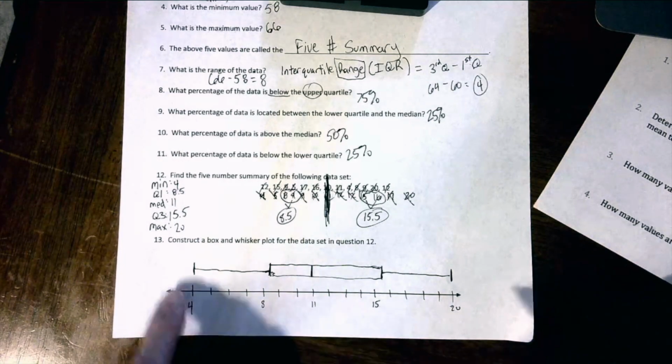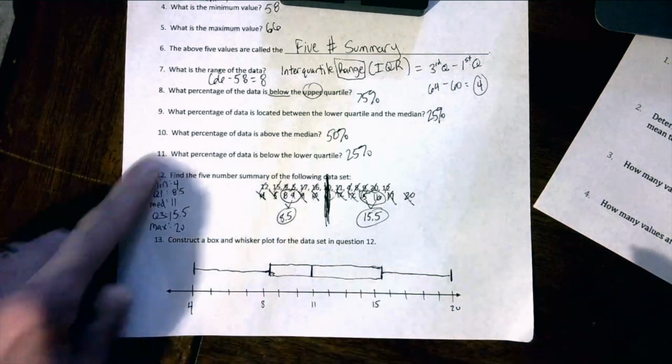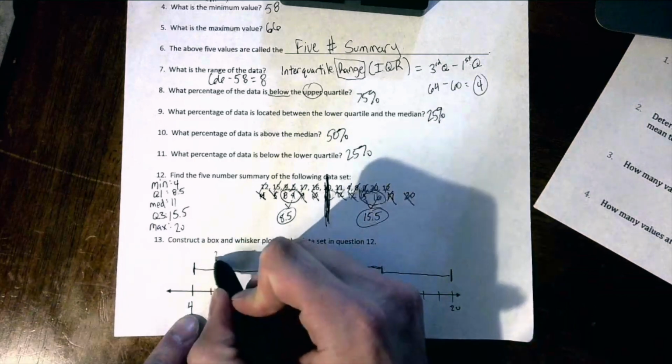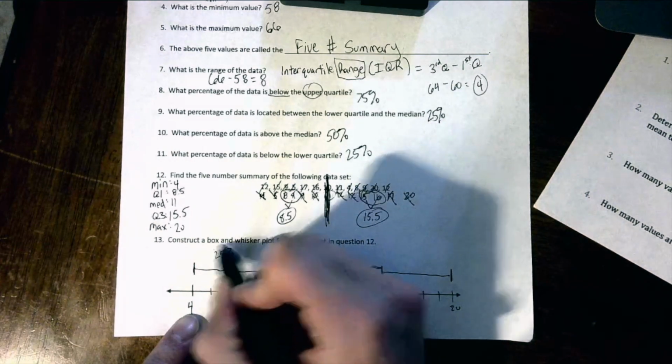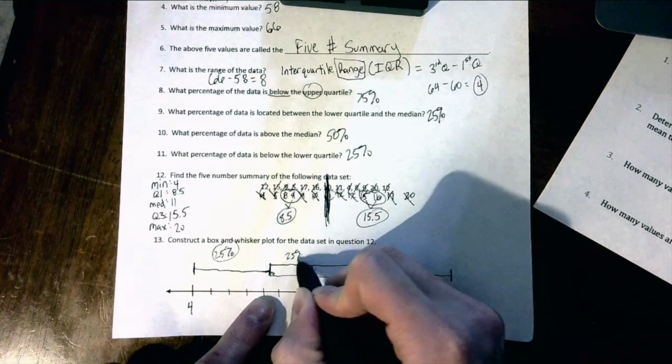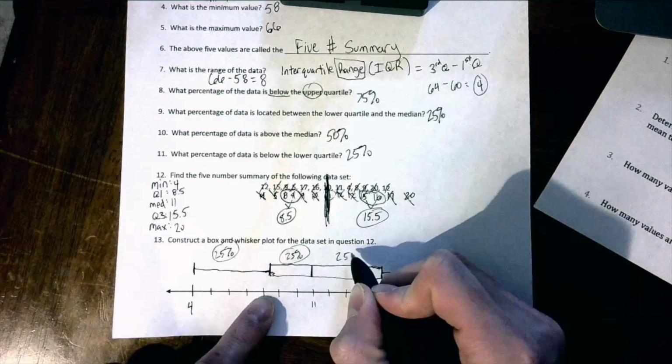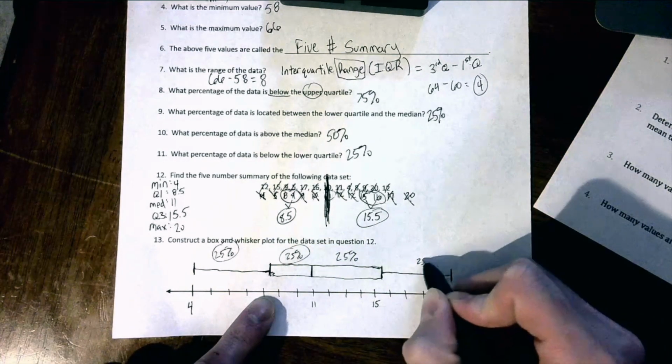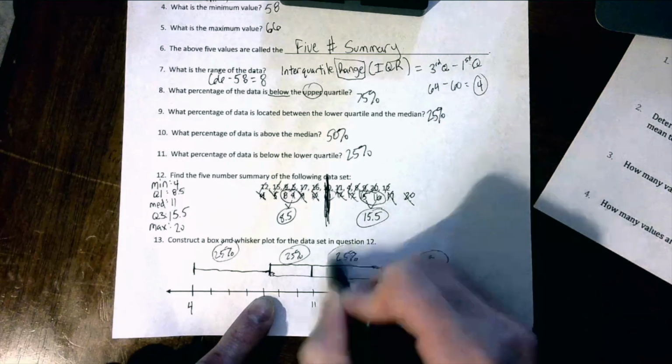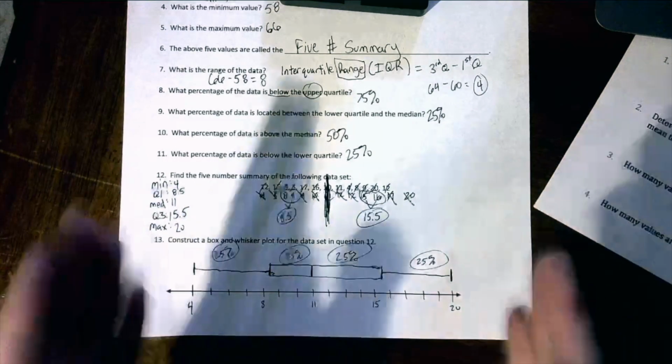But just remember, there's my 5-number summary. This is where those numbers came from. 25% of my data will be here. 25% of my data will be here. 25% will be here. And 25% will be here. So everything, 100% should be in between those things.